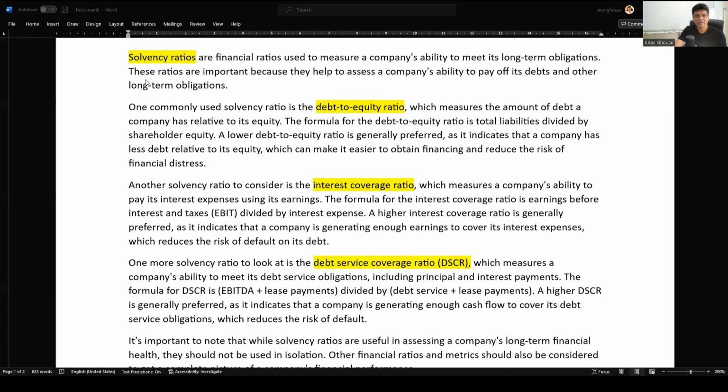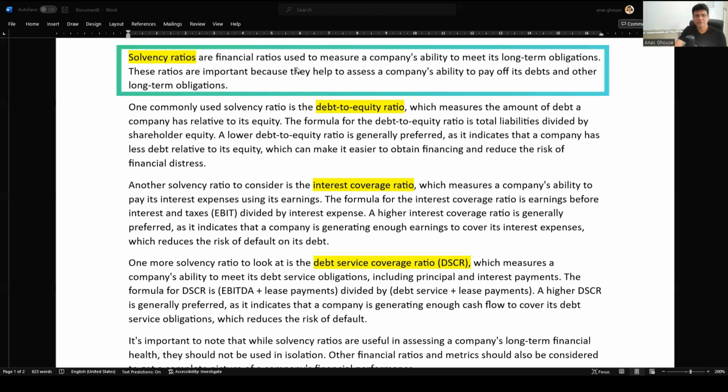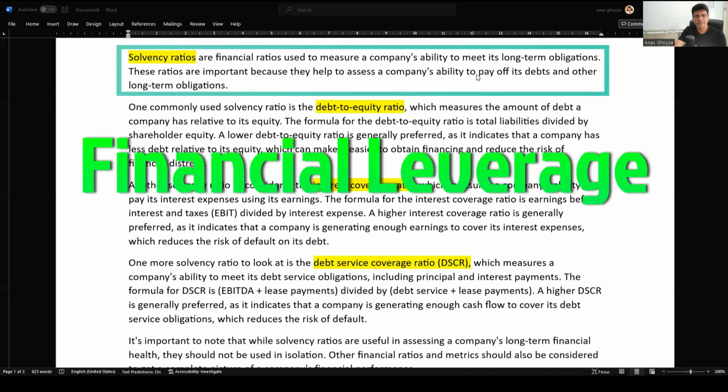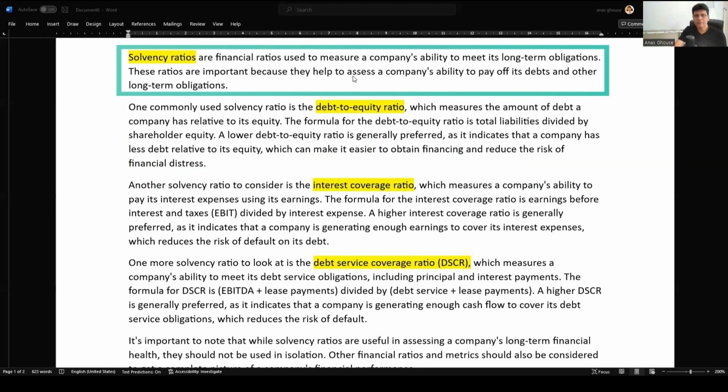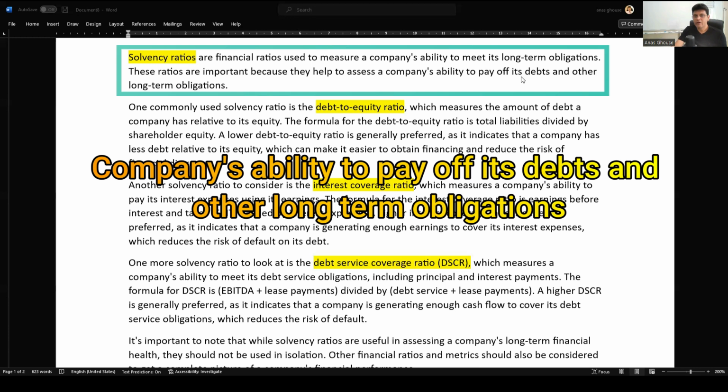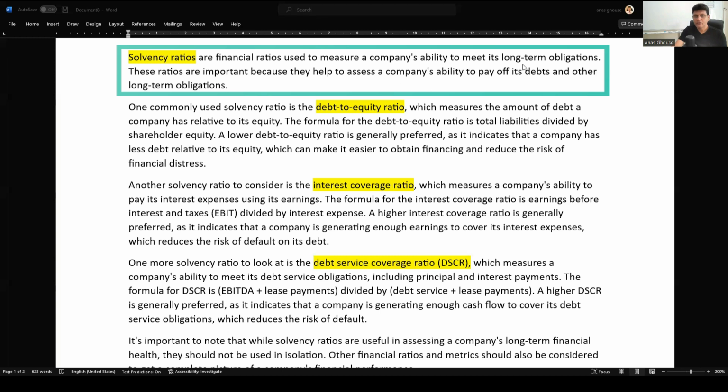What is the solvency ratio and what is the purpose of calculating it? Solvency ratios are financial ratios used to measure a company's ability to meet its long-term obligations. Basically, they evaluate the financial leverage of a company. Those ratios are important because they help to assess the company's ability to pay off its debts and other long-term obligations. This is the main purpose of calculating the solvency ratio.